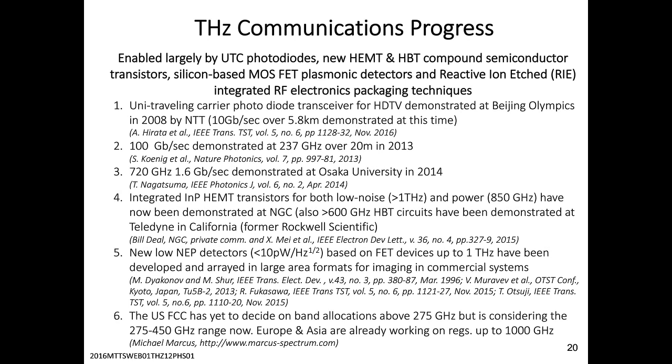There have been people who have been working hard at much higher bit rate systems. 100 gigabit per second, I think, is probably the record, as far as I know, for a comm system at 237 gigahertz over a 20-meter distance. That was demonstrated around 2013 by a group in Germany. And at 720 gigahertz, 1.5 gigabit per second was demonstrated recently at Osaka University. So very high data bit rates are possible.